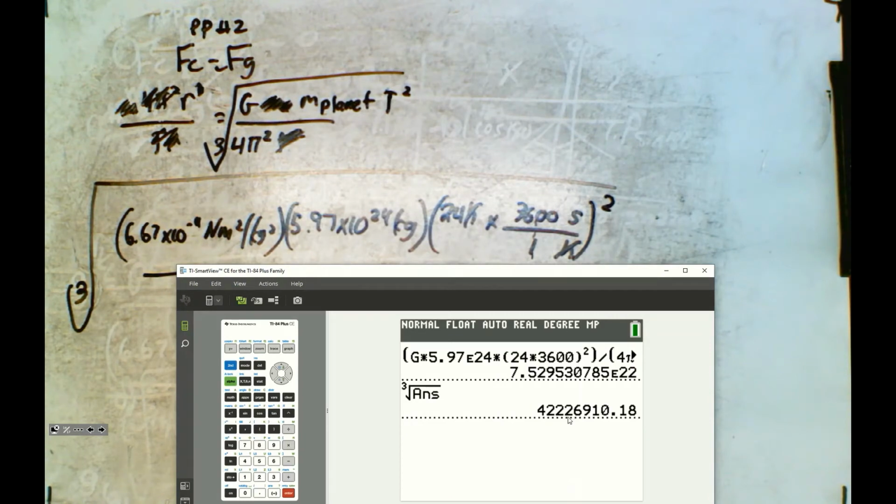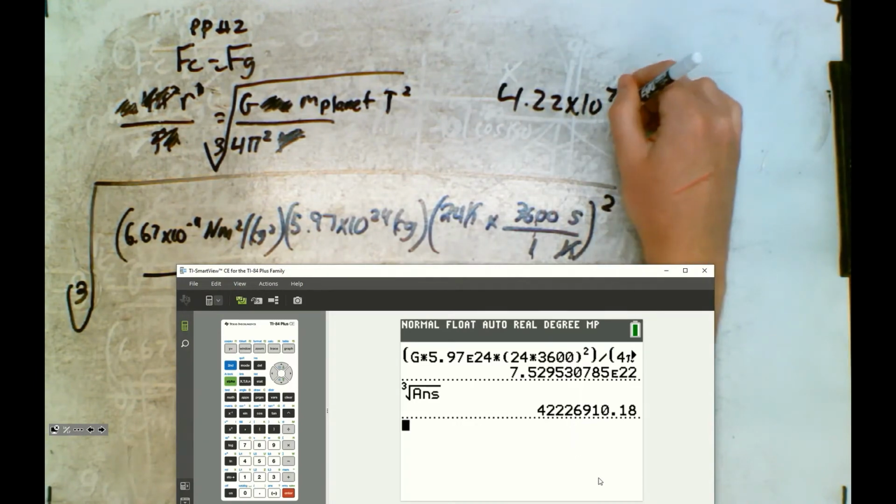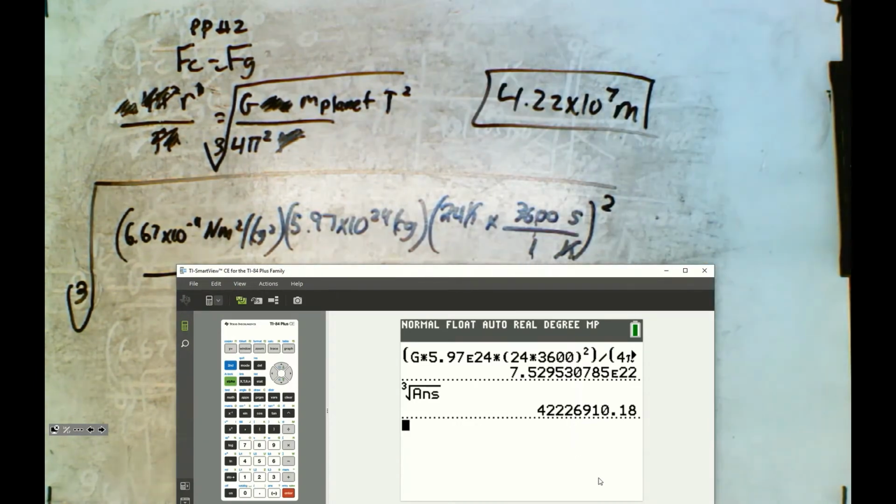So this is the orbital radius. So 1, 2, 3, 4, 5, 6, 7. So 4.22 times 10 to the 7 meters is the orbital radius. So that's how far away satellites are that are geosynchronous.